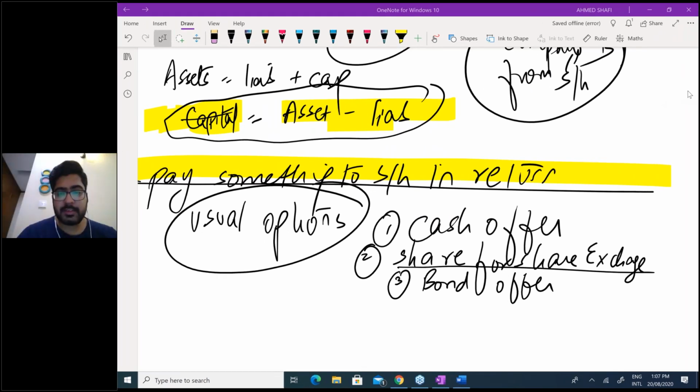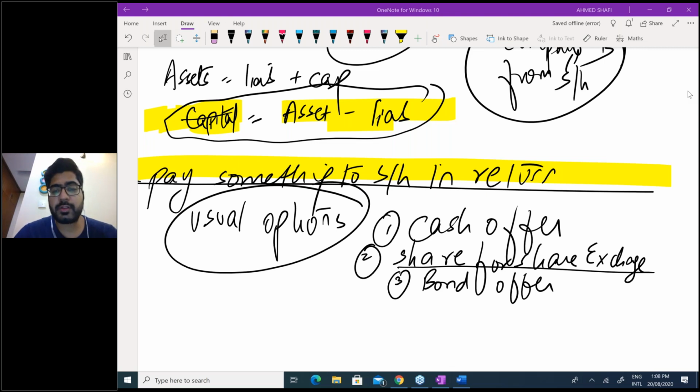Now, people sometimes ask, which is the best one? Frankly speaking, this is a matter of big discussion, because in some cases a cash offer would be good, in some cases a shares offer would be good, and in some cases a bond offer would be good. When you take shares of company B from its shareholders and give them cash, this is called cash offer. When you give them shares of the new company in return, this is called share for share exchange. There is a ratio set in that. And when you give them interest bearing bonds, this is called a bond offer. It entirely depends on the corresponding party.